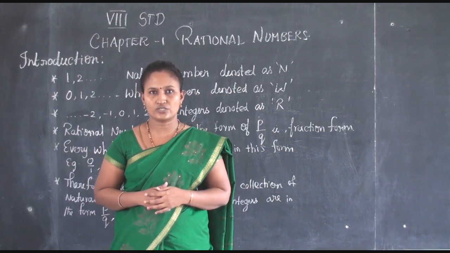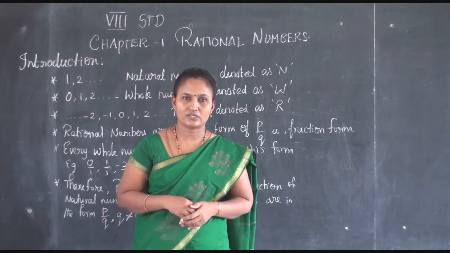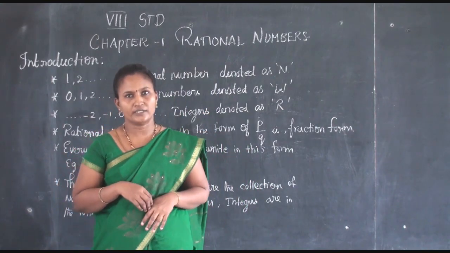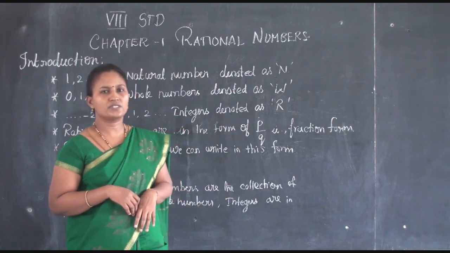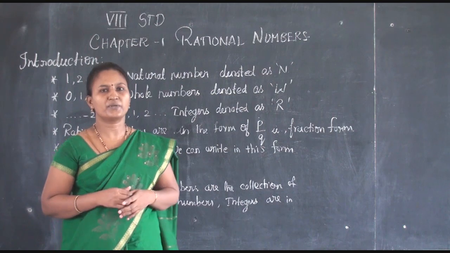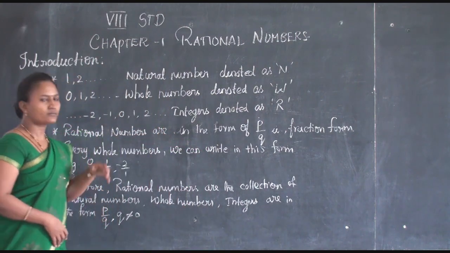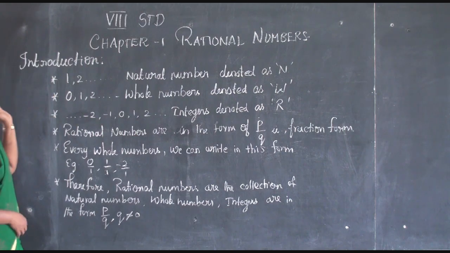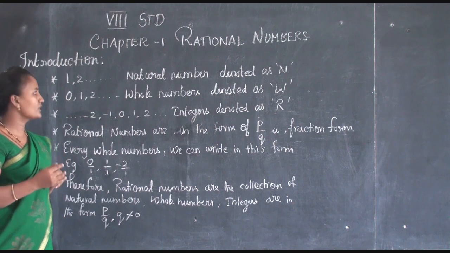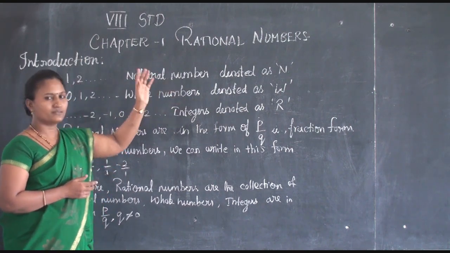Dear 8th standard students, we are going to learn the first chapter, rational numbers. Before that, let us remember something about the numbers that you know already. Yes, you know numbers like natural numbers, whole numbers, and integers from the previous class. Just recall it. First, starts with 1, 2, 3, these are all natural numbers, denoted as N.